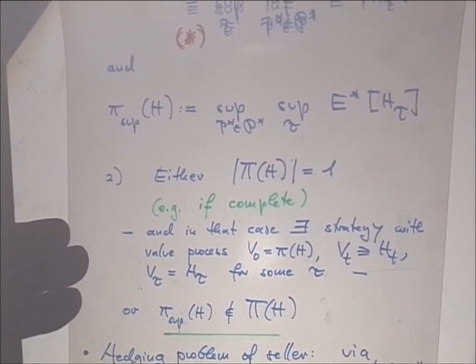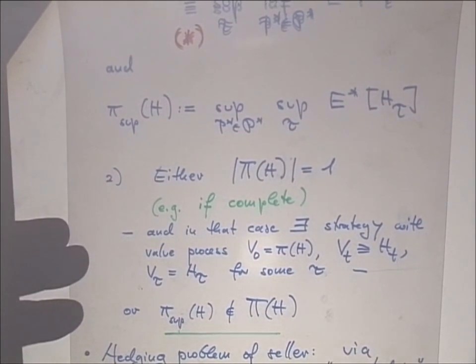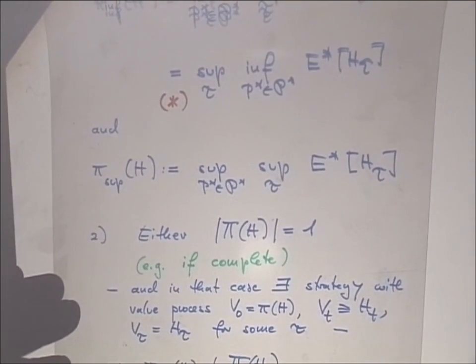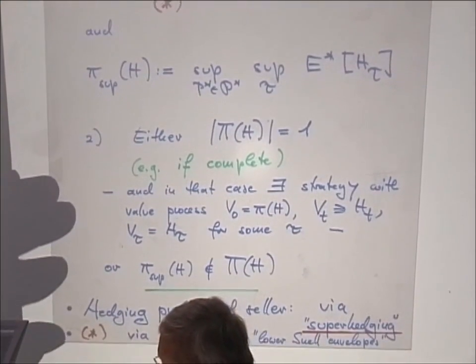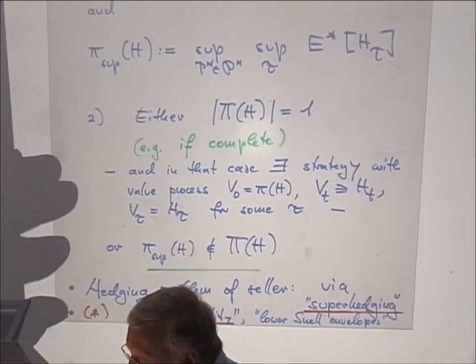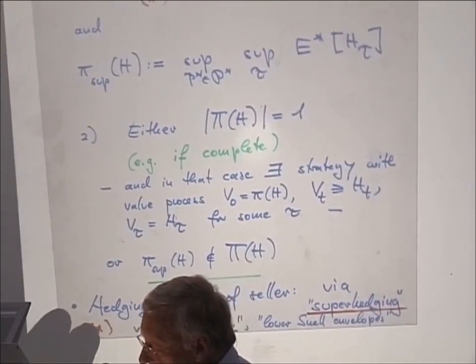Now the hedging problem for the seller can be discussed in terms of super hedging, which I shortly explained in the first lecture. And here this interchange is related to a certain property of the set of equivalent martingale measures, and this plays a role in an extension of the theory of the Snell envelope, namely for lower Snell envelopes. And this we now discuss in greater generality.